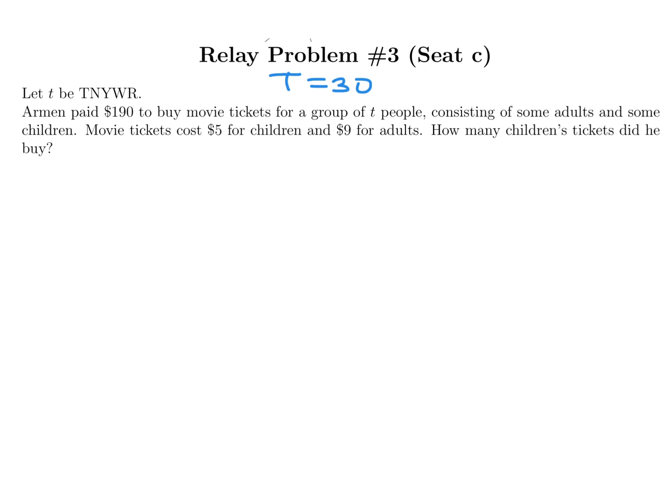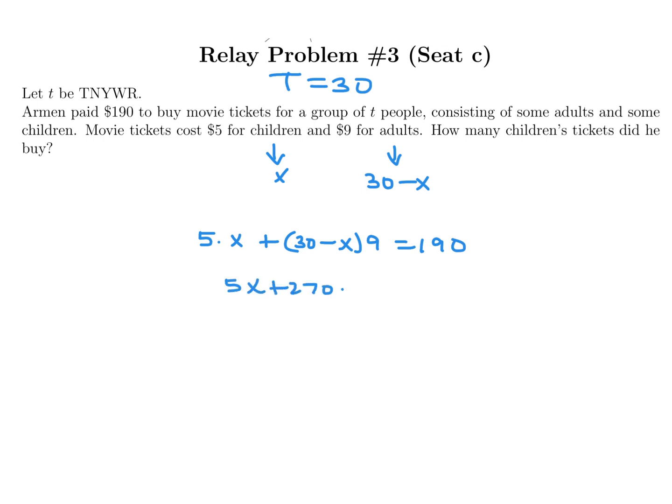So for the children, let's just say it's x, and then for the adults it would be 30 minus x. So it would be $5 times x plus 30 minus x times $9, and that total is 190. So this is 5x plus 270 minus 9x is 190. So that means 80 is equal to 4x, and therefore x is equal to 20. So 20 is how many children's tickets that he bought.